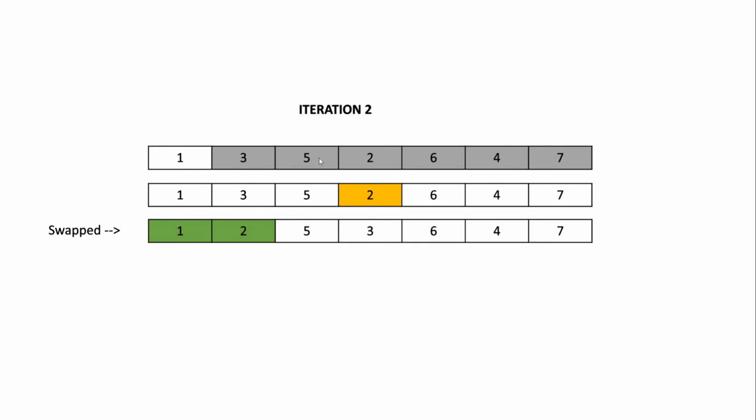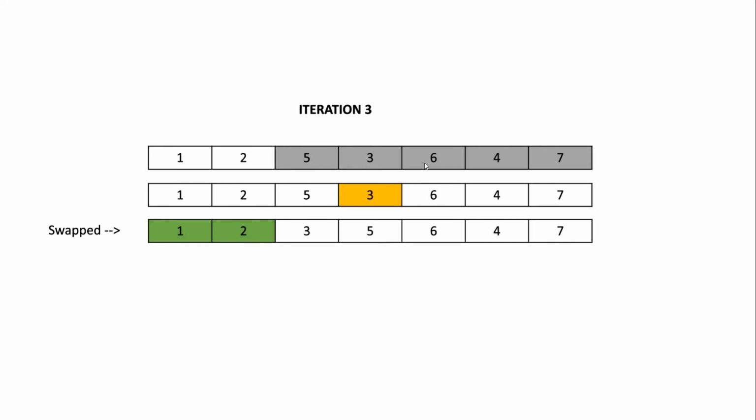And 3 is compared with other elements. So 3 is compared with 5, 3 is smaller. 3 is compared with 2, 2 is smaller. And then 2 is compared with 6, 2 is smaller. 2 is compared with 4, 2 is smaller. 2 is compared with 7, 2 is smaller. So the first element of the array, 3, for this outer loop is swapped with 2. So if you see here, swapped, and then 2 comes here and 3 goes there.